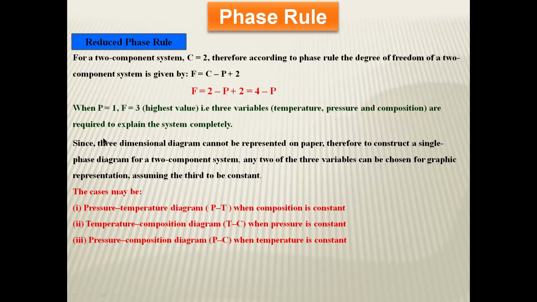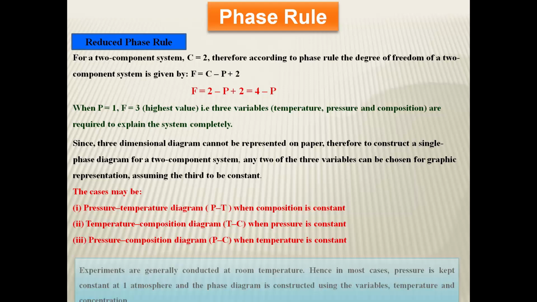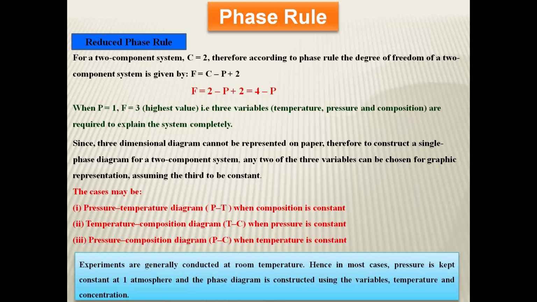So the possible cases that may arise are: pressure temperature diagram, that is PT diagram, when composition is constant; temperature composition diagram when pressure is constant; pressure composition diagram when temperature is constant. Now out of all this, experiments are generally conducted at room temperature. Hence in most cases pressure is kept constant, that is 1 atmosphere, and the phase diagrams are constructed using the variables temperature and concentration, or we can say temperature and composition.